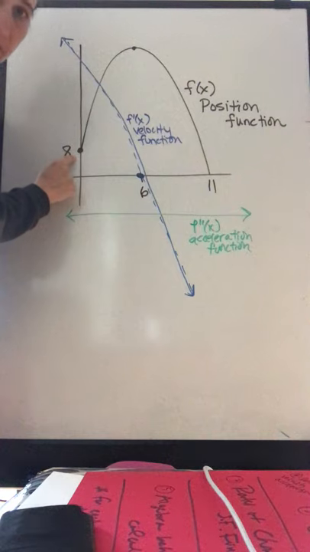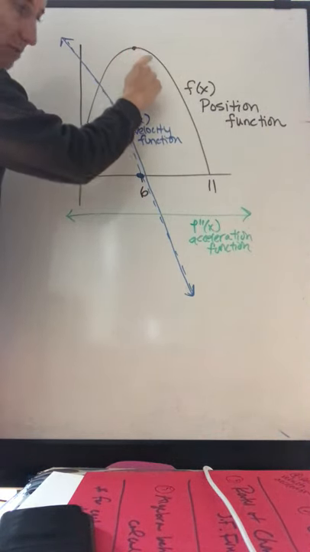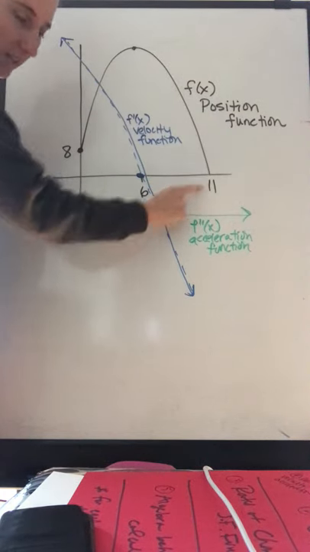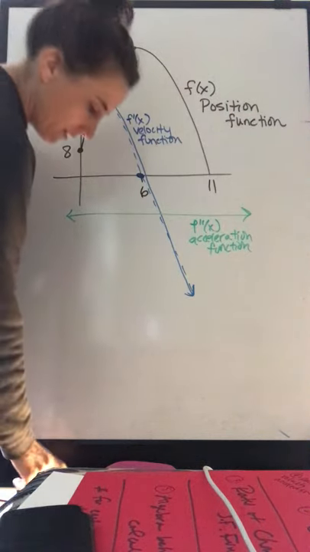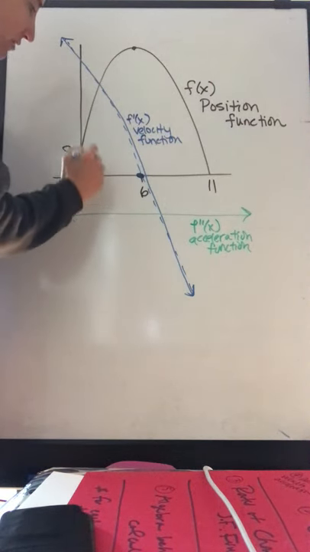At time zero, I was 8 feet high, threw the ball up in the air. 6 seconds later, it hit its maximum, fell into a ditch 11 seconds later and stopped moving. So I threw the ball really fast. It took off at 100 feet per second, the initial velocity.